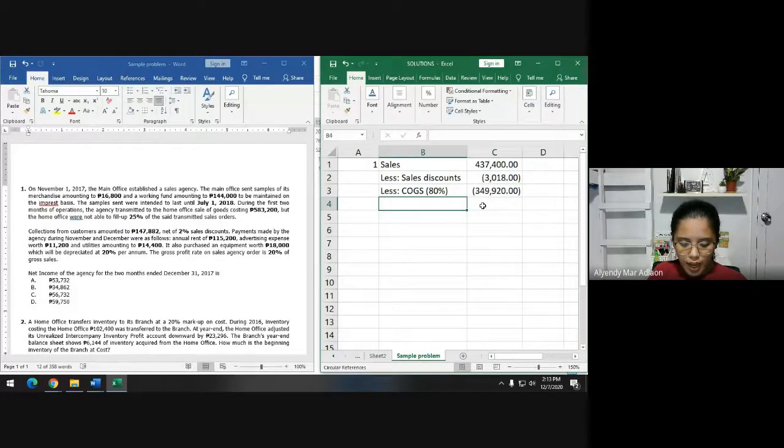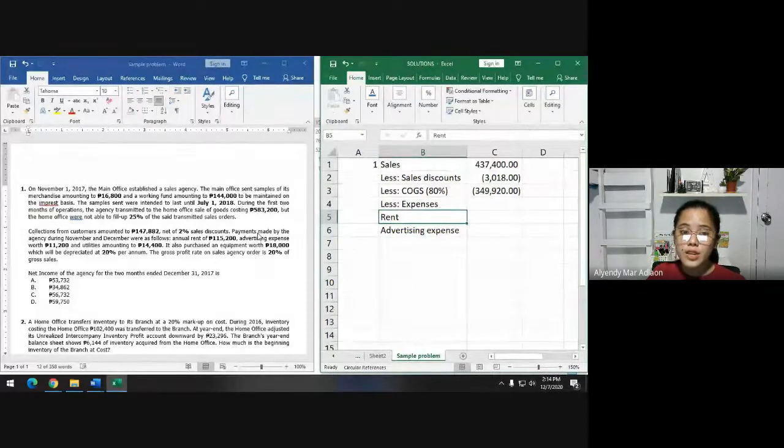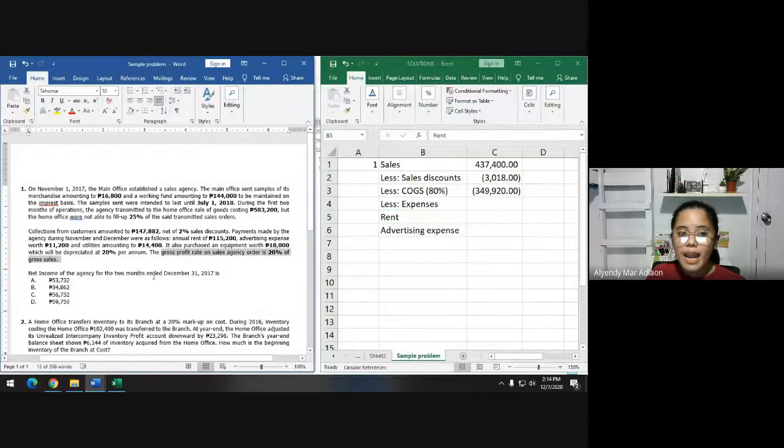But let us go straight to the expenses, last na ta sa expenses. Okay, so what are the expenses? First, we have the rent. For the rent, the annual rent is 115,200. But take note that our operation is only 2 months so far. So that means we should not record as expense the whole amount of 115,200 because this refers to the 12-month period. We are only at 2 months.